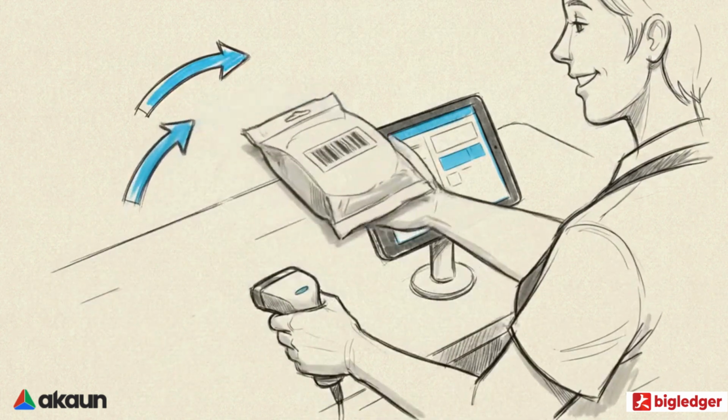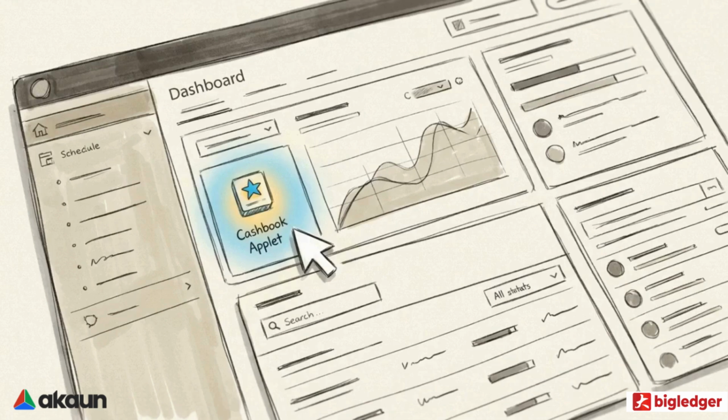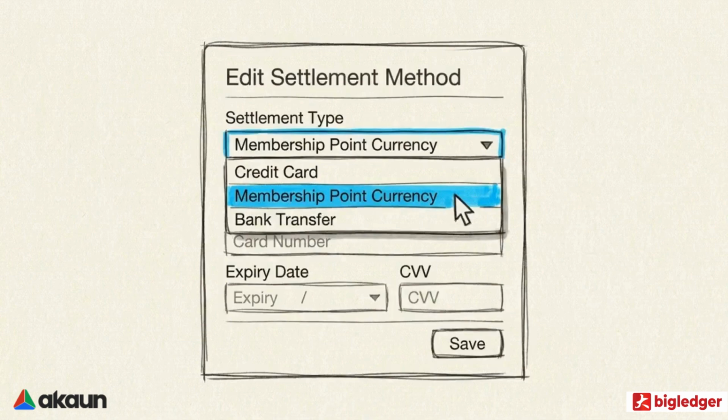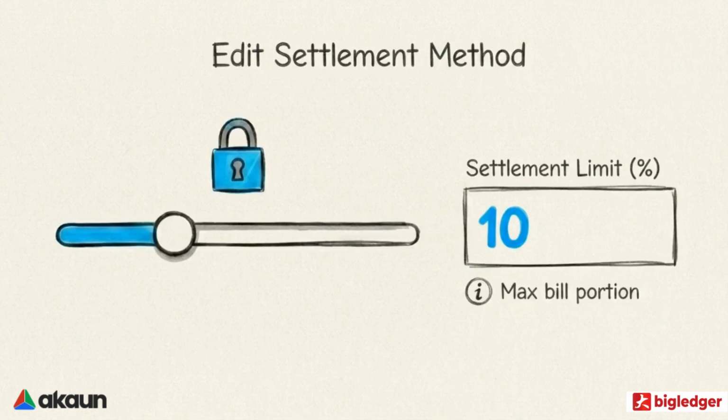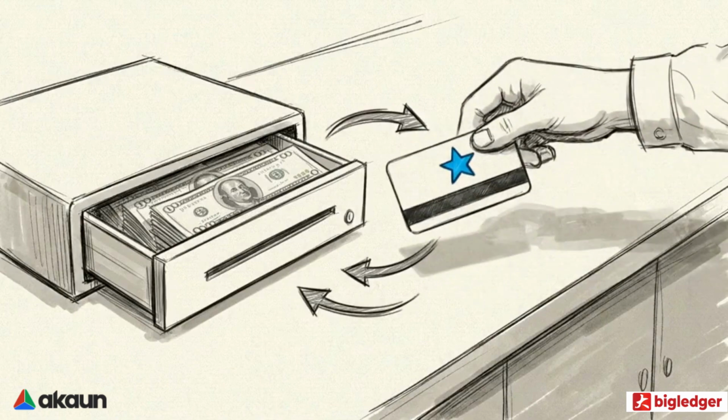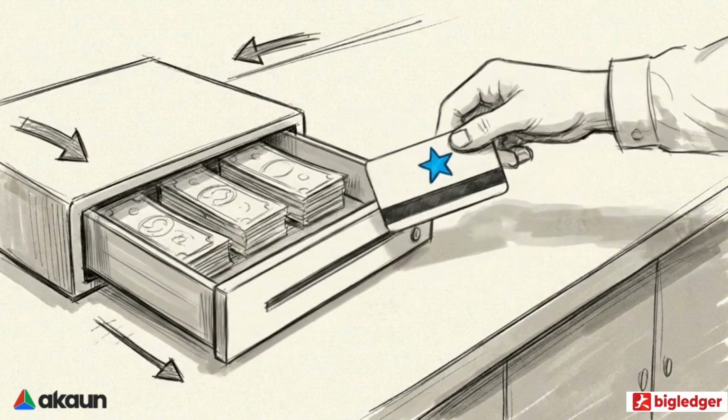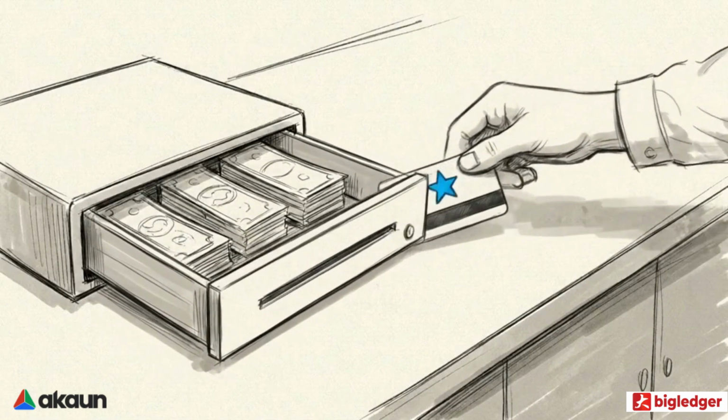Automating these rules in the Pricebook ensures that cashiers never have to calculate complex promotional math during a busy shift. To enable the register to accept points as payment, open the Cashbook applet. In the Edit Settlement Method screen, set your settlement type to membership point currency. You should also define a settlement limit percentage. This restricts the maximum portion of a total bill that can be covered using points. This limit protects your daily cash flow, while still providing a clear path for customers to use their hard-earned rewards.